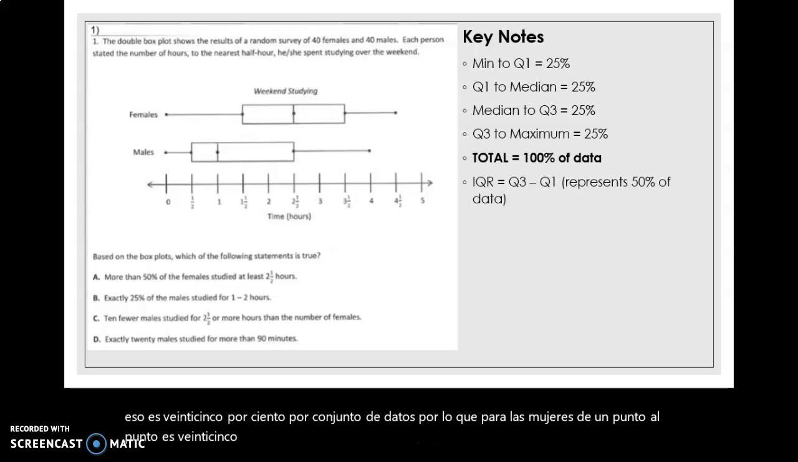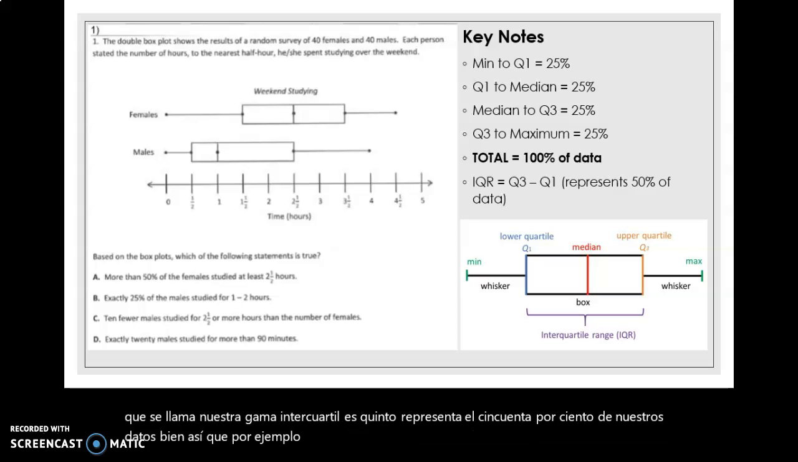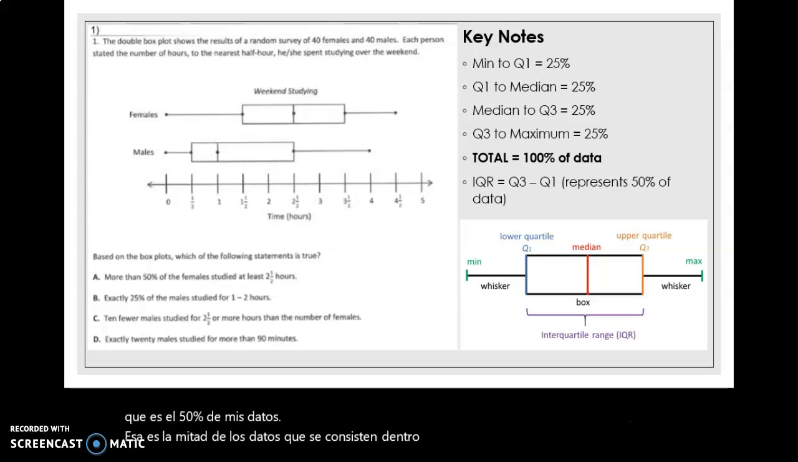Also, knowing this, you have to understand that the IQR, which is called our interquartile range, represents 50% of our data. So, for example, the amount between my value for quartile 1 and my value for quartile 3, that's 50% of my data. That's half of the data consisted within that one box. That's what you have to remember. That's what you have to know.